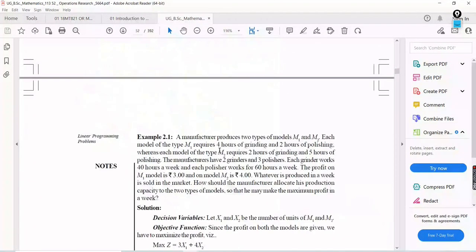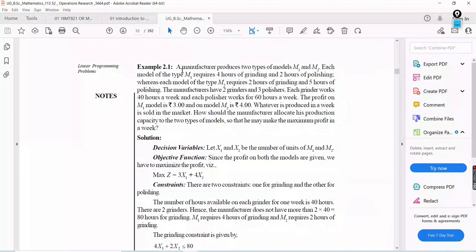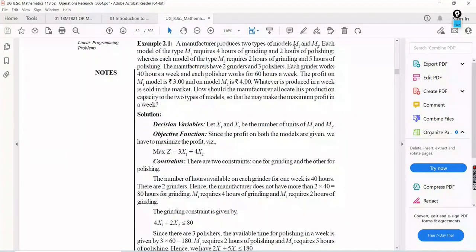Here, a manufacturer produces two types of models, M1 and M2. Model M1 requires 4 hours of grinding and 2 hours of polishing, whereas model M2 requires 2 hours of grinding and 5 hours of polishing. The manufacturer has 2 grinders and 3 polishers. Each grinder works 40 hours in a week.